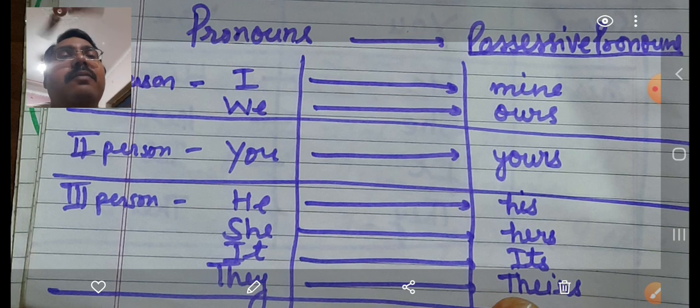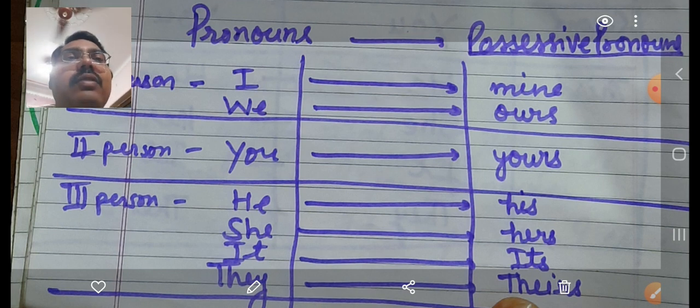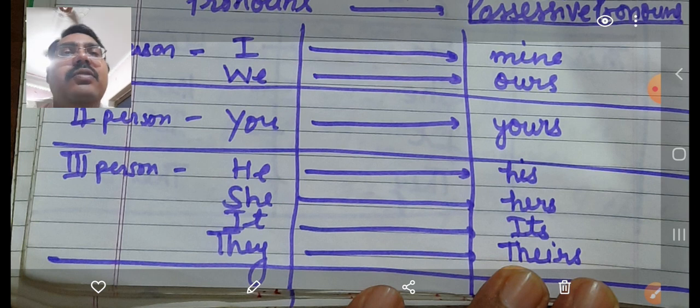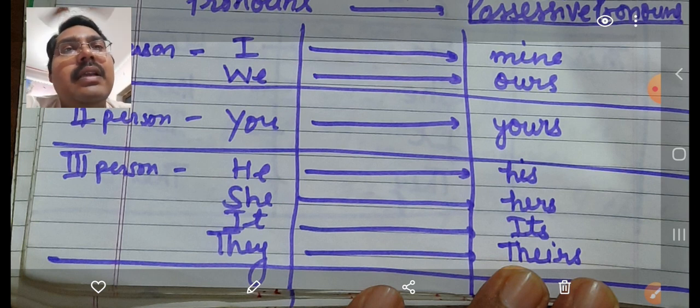I hope the possessive pronouns are clear to you, and now you can use them in your sentences. On the basis of this, you can solve exercise number 2 and 3 in your grammar book.